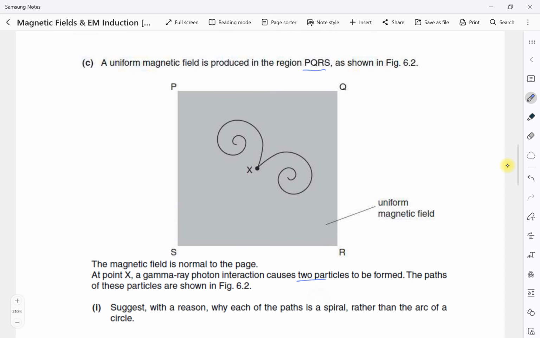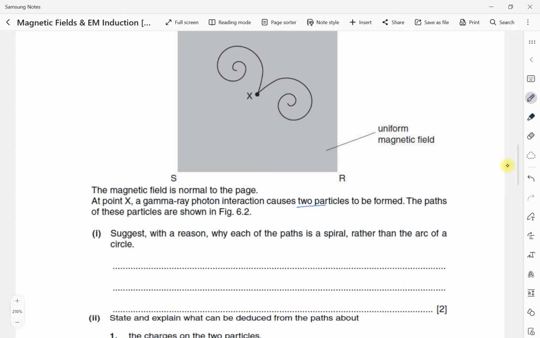So we have a uniform magnetic field here, and they are saying the magnetic field is normal to the page. The magnetic field is perpendicular to the page. At point X, a gamma ray photon interaction causes two particles to be formed. The paths of these particles are shown in the figure. Suggest with a reason why each of the paths is a spiral rather than the arc of a circle. So the paths being a spiral rather than the arc of a circle suggests that the speed of the particles is changing, or the momentum of the particles is actually changing.